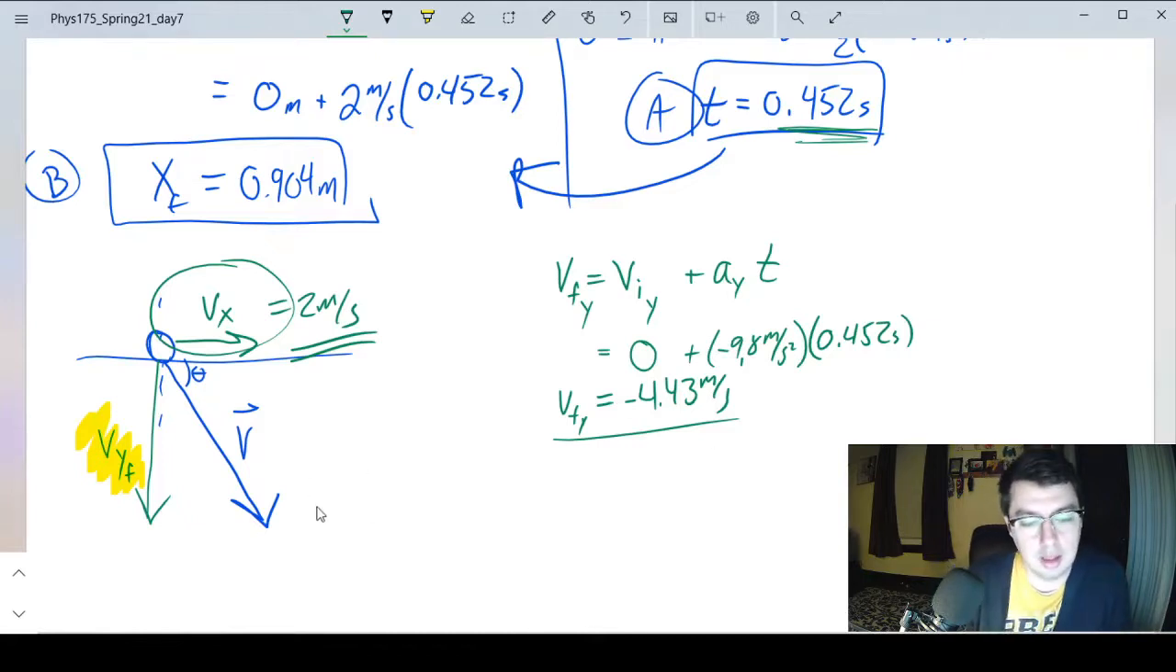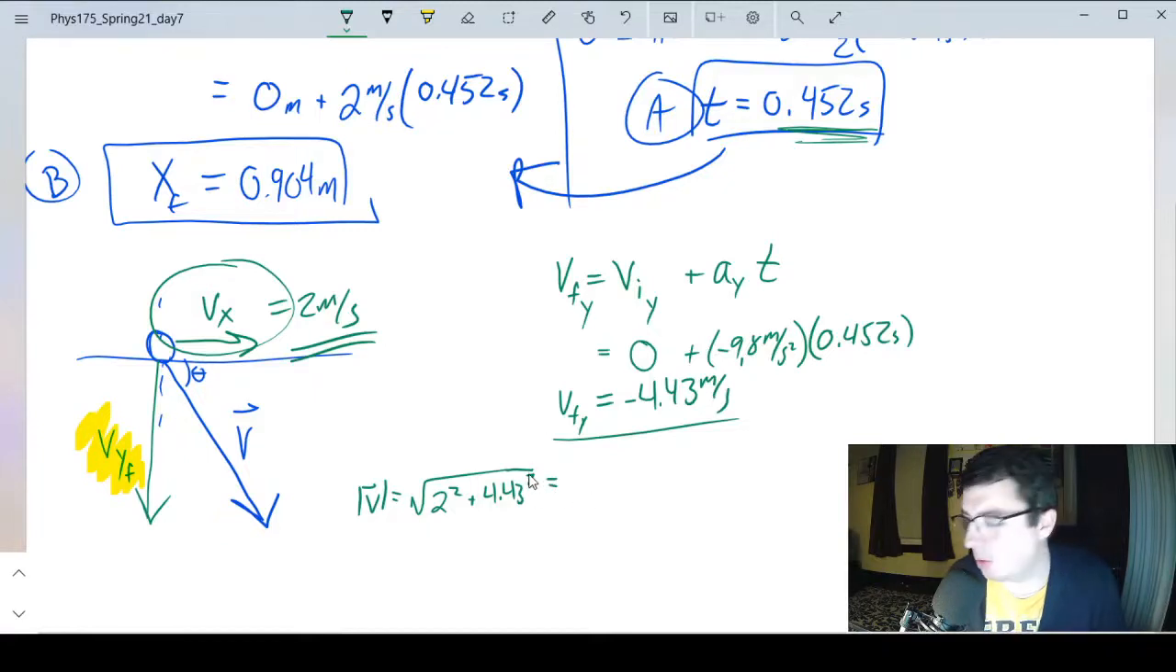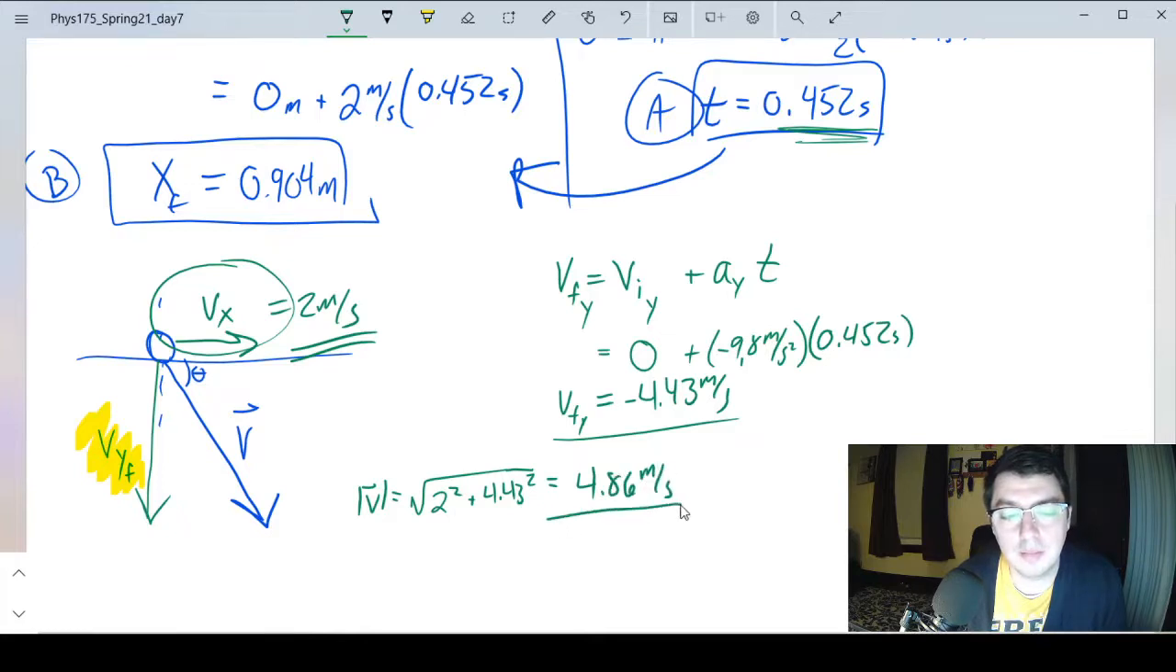I can calculate the magnitude of the velocity. This is the length of that arrow, right? It's going to be the square root of 2 squared plus 4.43 squared. I dropped the negative sign because I know I'm going to square it. Again, I'm just kind of going fast through this. That gives me a speed of 4.86 meters per second.